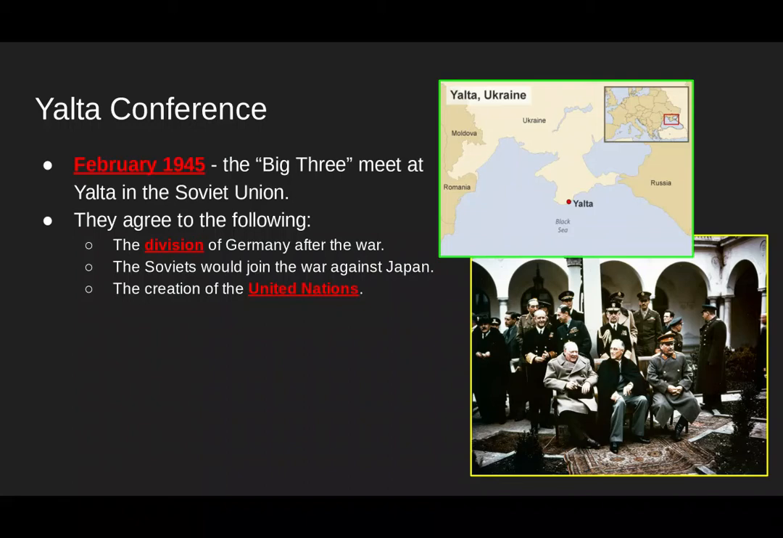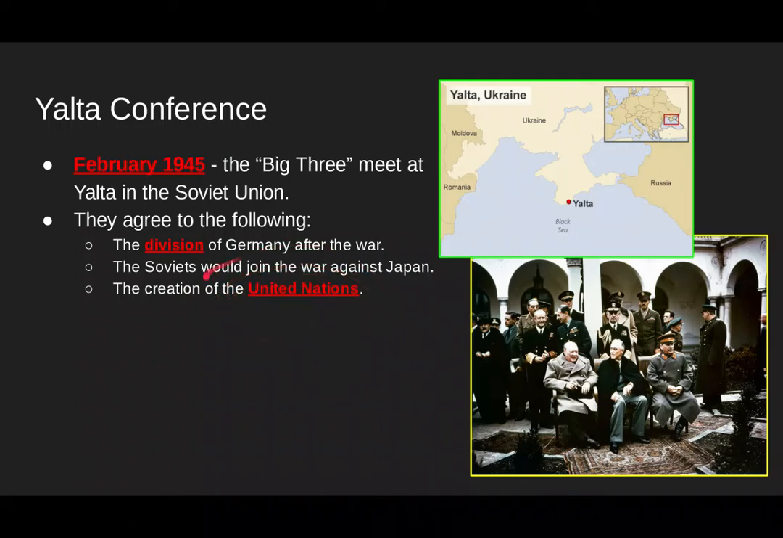Okay, what's going to happen after the war? How are they going to put the pieces of Europe back together? What are they going to do to Germany? Well, they agree after the war that Germany will be divided up amongst themselves and will be occupied. The Soviets also agreed to join the war against Japan in the Pacific and Asia once Germany is defeated, which would really help the Americans. And then they also agreed to, and we'll talk more about this in a future lesson, the creation of a new organization to replace the League of Nations called the United Nations.